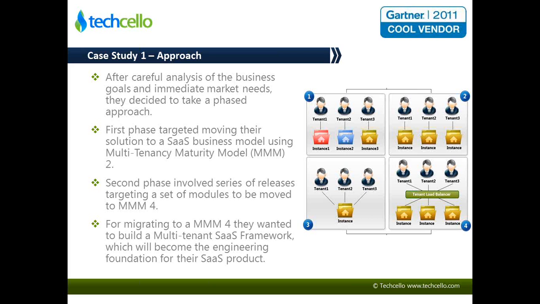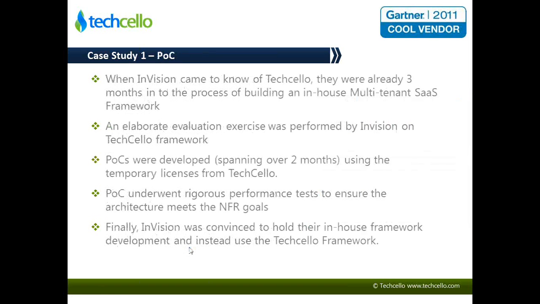In order to achieve phase 2, which is moving to maturity level 4, they were looking for a multi-tenant SaaS framework which could make their job much easier, so that they can easily move the product from level 2 to level 4. And it could also serve as their engineering foundation for some of their other products.